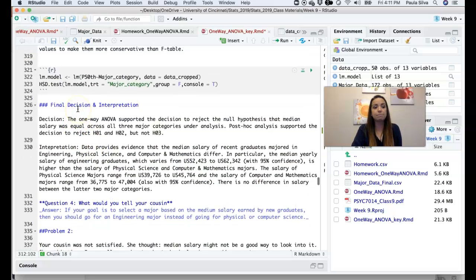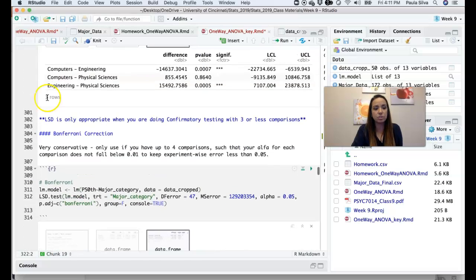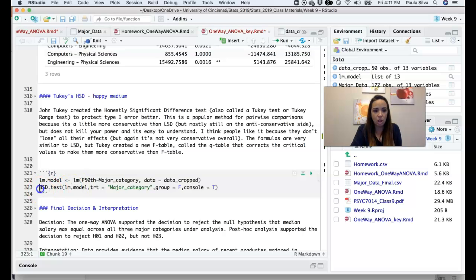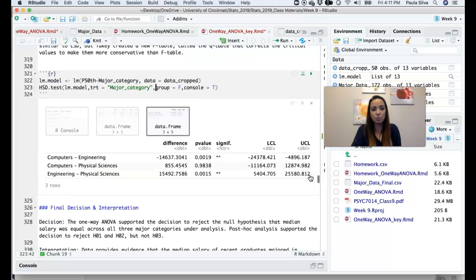So how do you run it? Pretty much in the same way as before, but instead of using the function lsd.test, we do the honest significant difference test, which is another name for the Tukey's test. Input the model name, major category again. Then I still would do root F and console T. So that's all we need for this one. And then we run it.